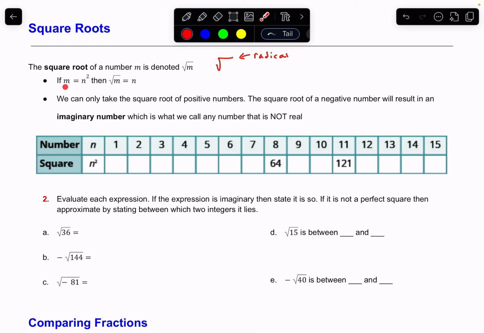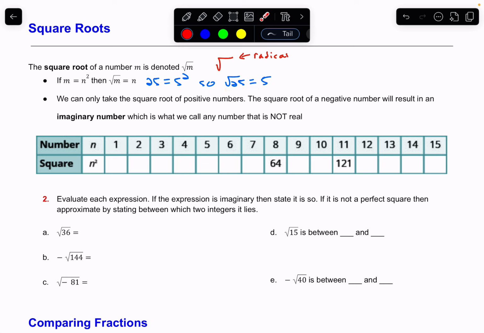So you can see over here, if m is equal to n squared, then the square root of m is equal to n. For example, 25 is equal to 5 squared, so the square root of 25 is equal to 5, where n right here is the 5 and m is the 25. Because 5 squared equals 25, that means the square root of 25 is 5.